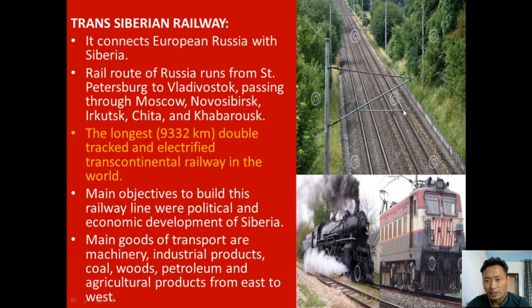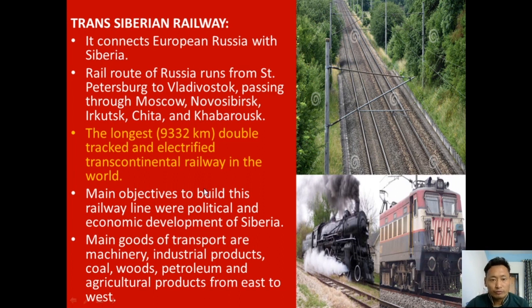And electrified. So this is electrified, this is electrical, this one engine. So we have three types of railway engine: steam or diesel engine, steam and diesel engine, and electric engine. So these are called electric engine. So this particular Trans-Siberian railway line is the longest railway line with double track and electrified train. With this type of facility, electricity, we can run electric engine railways also.